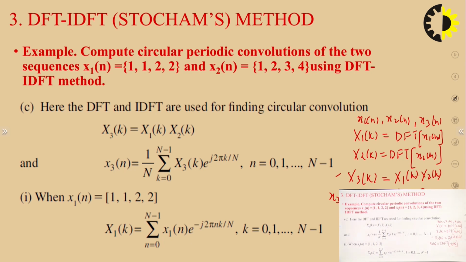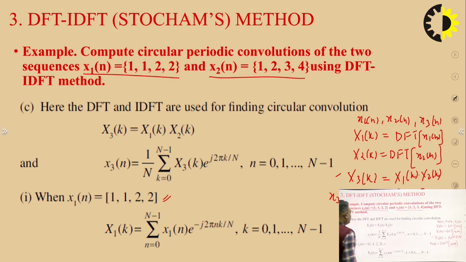Now take an example. Let's compute the circular periodic convolution of two sequences. x1n is given as 1, 1, 2, 2 and x2n is 1, 2, 3, 4, using the DFT-IDFT method. It is also called Stockham's method. First of all, sequence x1n is given, which is 1, 1, 2, 2.